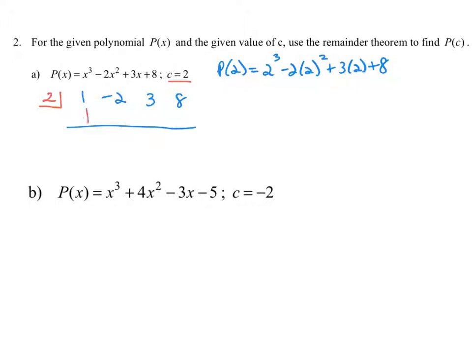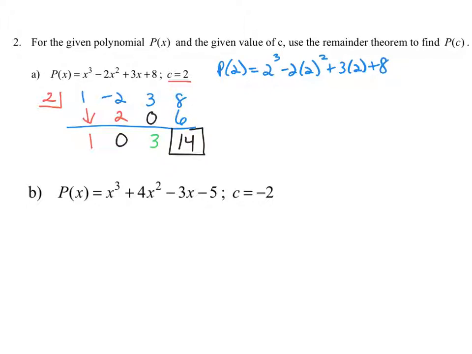As always, we bring down that first coefficient, 1, and whatever's below the line we're going to multiply by what's in the box. 1 times 2 is 2. Add those together: -2 plus 2 is 0. 0 times 2 is 0. Add 3 plus 0 is 3. We multiply: 3 times 2 is 6. And then 8 plus 6 is 14.